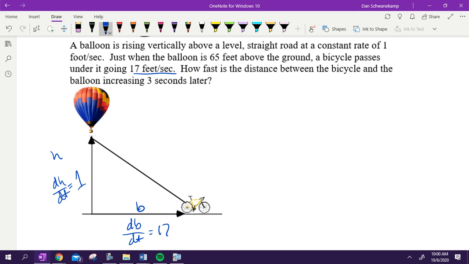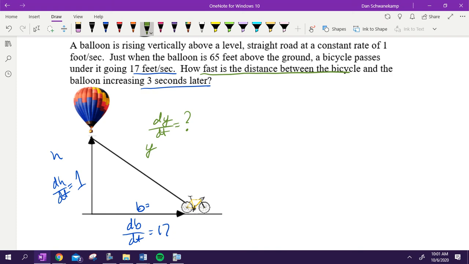How fast is the distance between the bicycle and the balloon increasing 3 seconds later? I hate that they put the 3 seconds later. We'll deal with it though. Actually, let's do this. I'm looking for this. What do we want to call this missing side? y. Somebody said y, so we'll call it y. I'm ultimately looking to figure out how fast the distance between the bicycle and balloon is changing. So I'm looking for dy over dt. That's the mystery number.